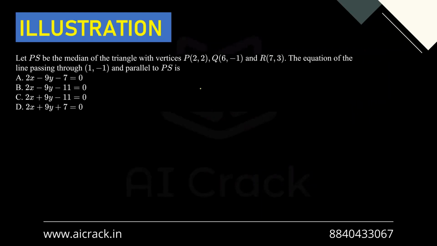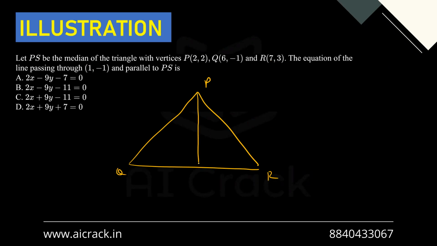Now let's talk about one example. Let PS be the median of a triangle with vertices P (2, 2), Q (6, -1) and R (7, 3). The equation of the line passing through (1, -1) and parallel to PS is. So we have been given one triangle PQR, and we are dropping this median over here. So P is (2, 2), Q is (6, -1), R is (7, 3), right?